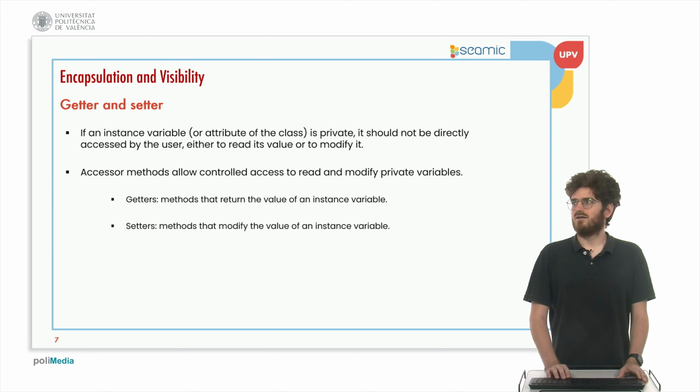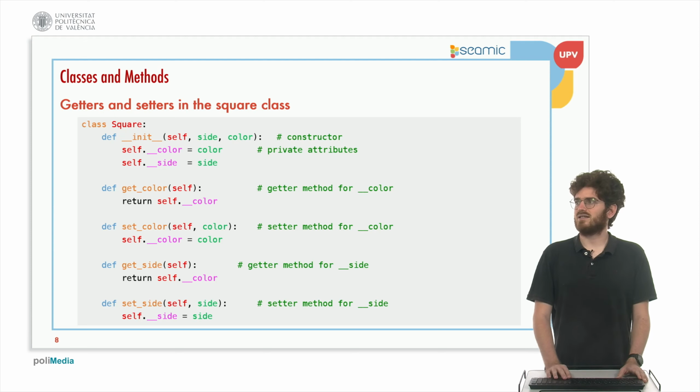These are normally called get underscore the name of the attribute and set underscore the name of the attribute, and as their name suggests, they can both return and modify, respectively, the value of the attribute or instance variable. Let's see an example here.